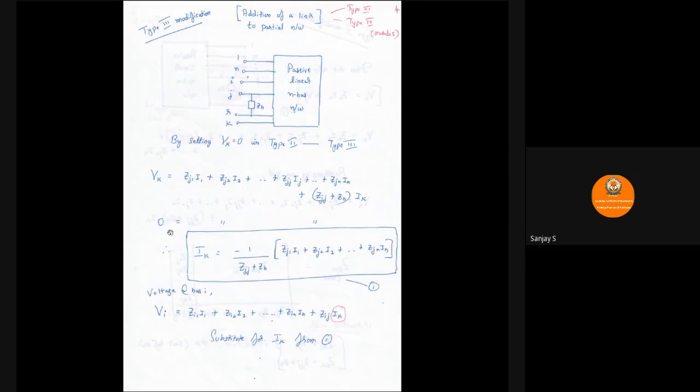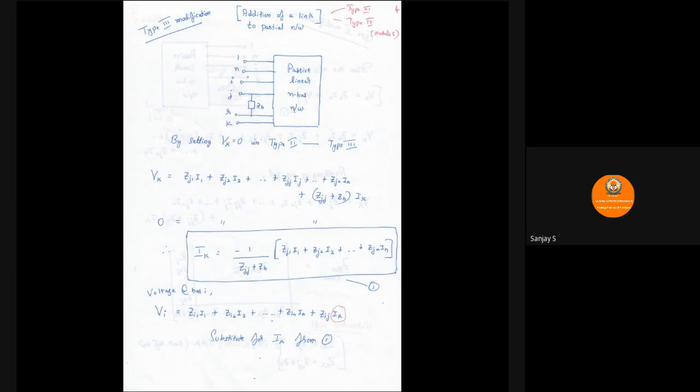Next, we'll move on to type 3 modification, where a branch impedance is added between old and reference. Dimension of Z bus will not change. This can also be considered as addition of a link to the partial network. So consider the passive linear n-bus network here. So we can observe that ZB is being added between J and R. J is old bus, R is reference.